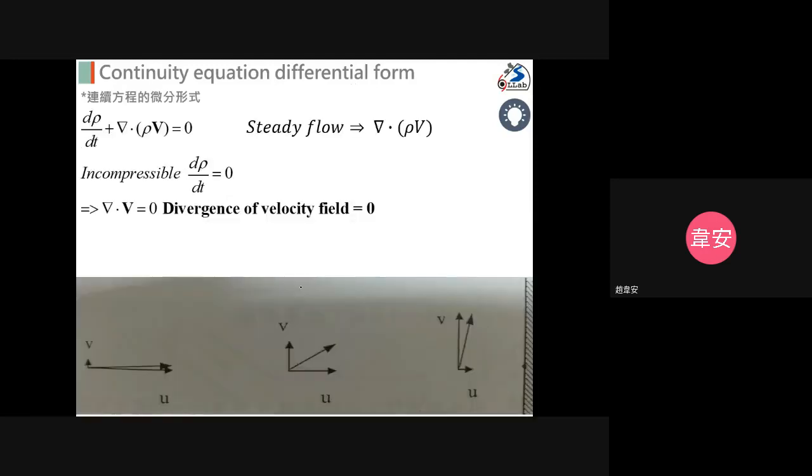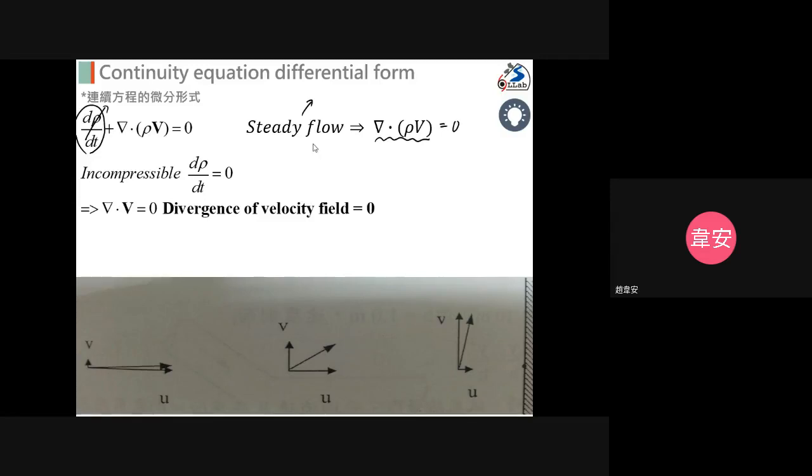So if we consider the continuity equation in the differential form satisfying the steady flow conditions, what is the steady flow? The steady flow means the physical property doesn't change with time. So for this continuity equation, we only have the first item related to time. So for the steady flow, we don't have this item. So this formula is equal to 0 for the steady flow.